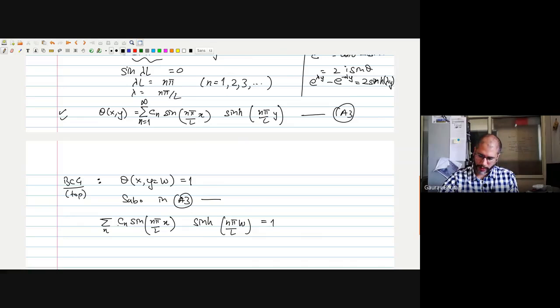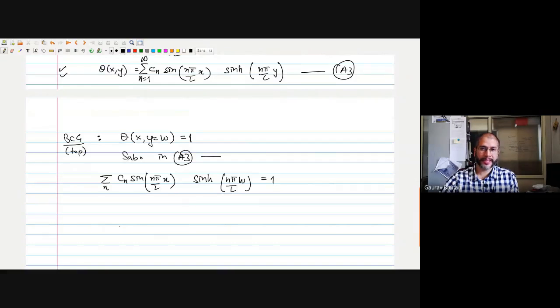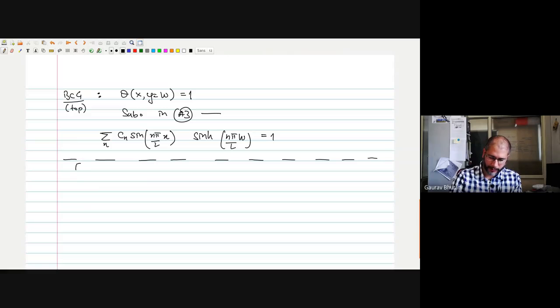Okay, so now our job is to find the Cn's, lots of constants. Hopefully we can find that from this equation. Now to find this, we have to use the idea of orthogonality of functions. So I will put a dashed line here because I'll have to recall some more mathematics on functional analysis.